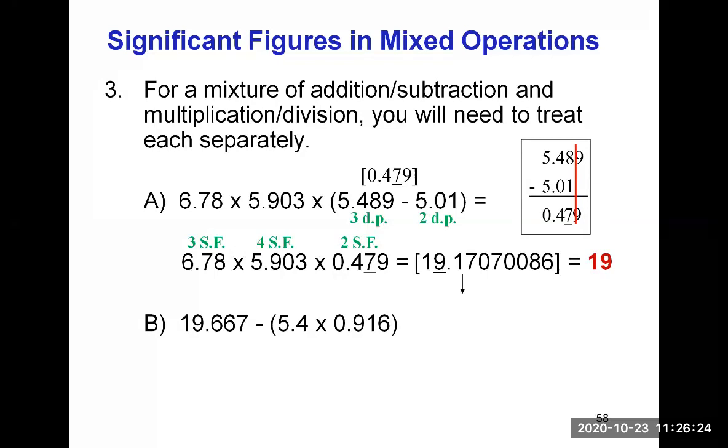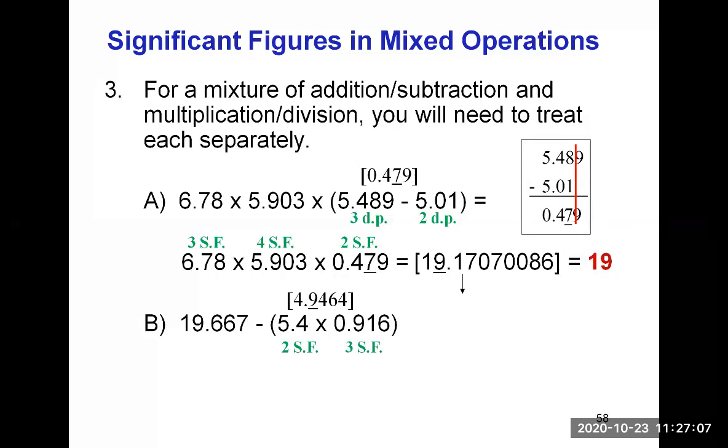We have 19.667 minus, and then there is a multiplication to be done in the parentheses there. We need to do what's in the parentheses first. So we need to do the multiplication first. When you are doing a multiplication, you're looking at significant figures. So let's count the number of significant figures. In 5.4, there is 2 sig figs, and in 0.916, there is 3 sig figs. Multiplied together, the calculator answer is 4.9464. And so because we need to keep the least number of significant figures, we need to keep 2. And so we'll keep the 4 and the 9.